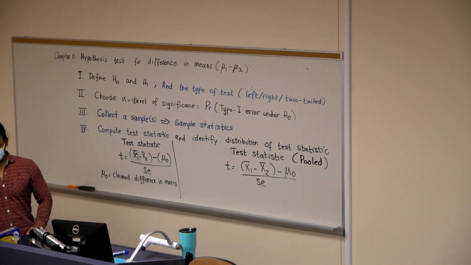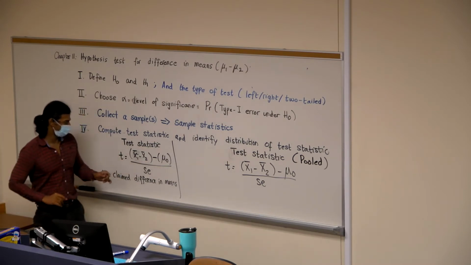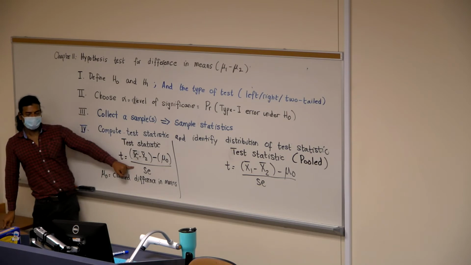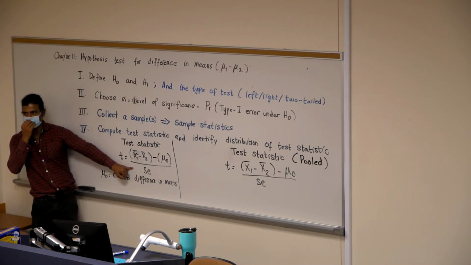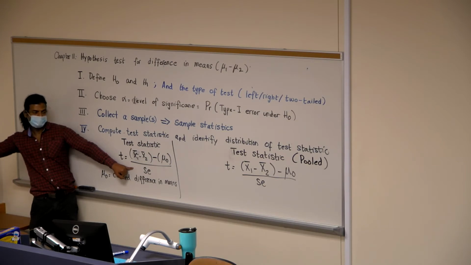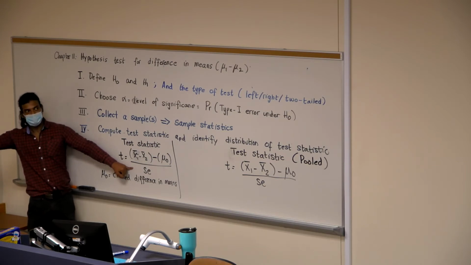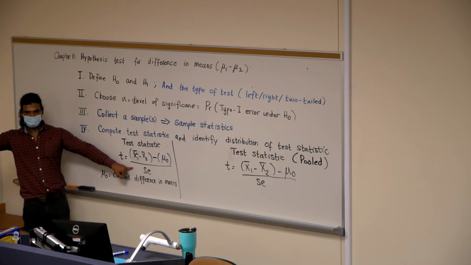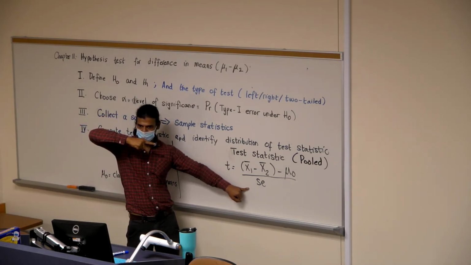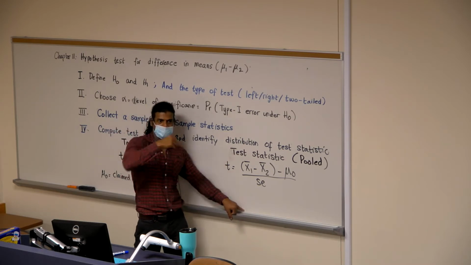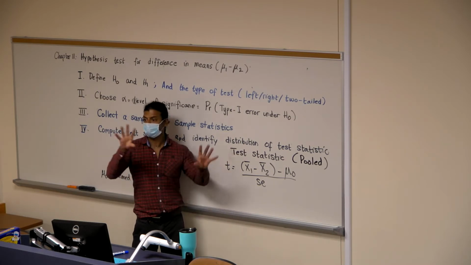This is what I want you guys to do before you come to class on Thursday. Look at the formula for standard error in the unpooled case when we found the confidence interval for difference in means. Naturally, look at the standard error for the pooled case when we found the confidence interval for difference in means.